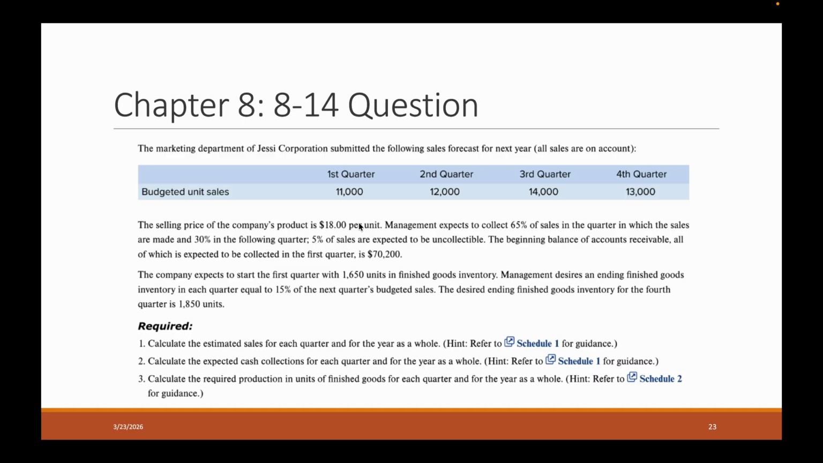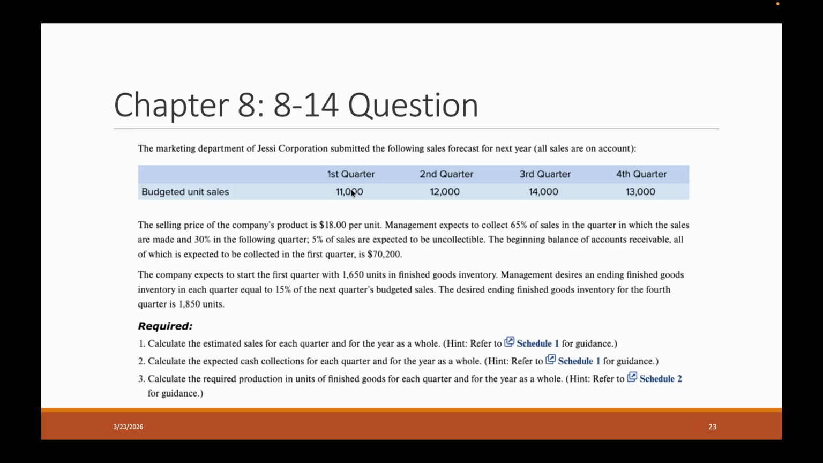Moving forward with 8-14, the exercise. The marketing department of Jesse Corporation submitted the following sales forecast for the next year. Their budgeted unit sales for the first quarter were 11,000, second quarter 12,000, third quarter 14,000, and fourth quarter 13,000. The selling price of the company's product is $18 per unit. Management expects to collect 65% of sales in the quarter in which the sales are made.